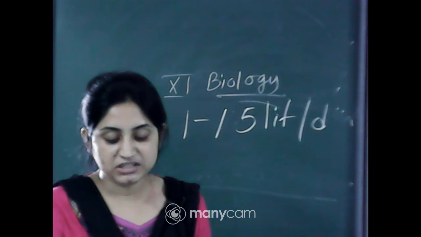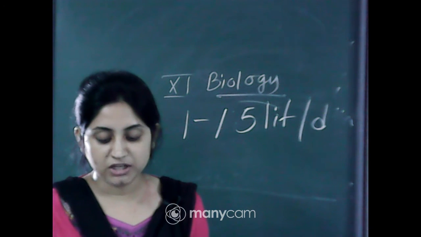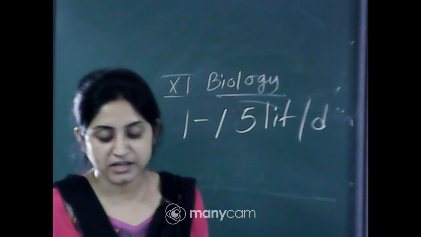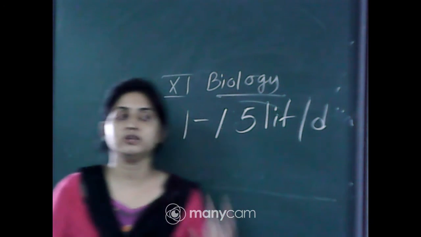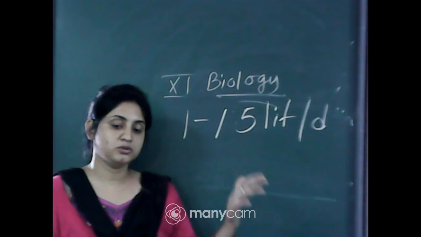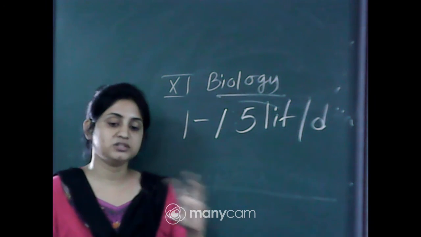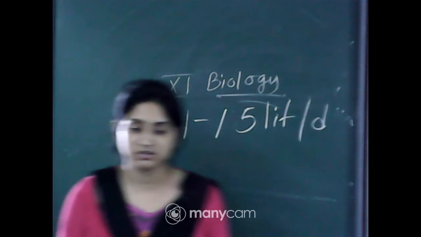For example, the presence of glucose, glucosuria, or ketone bodies, ketonuria, in urine are indicative of diabetes mellitus. So when you examine your urine and glucose or ketone bodies are present, that means you have sugar, that is diabetes mellitus, okay.